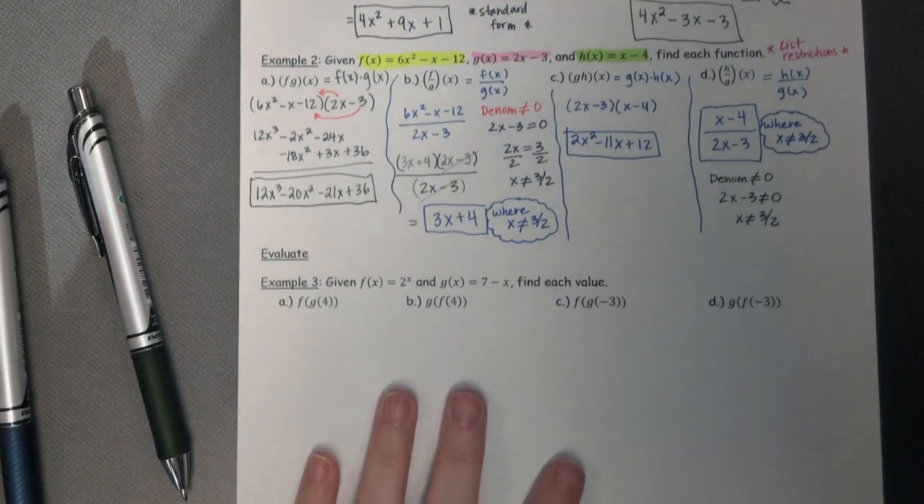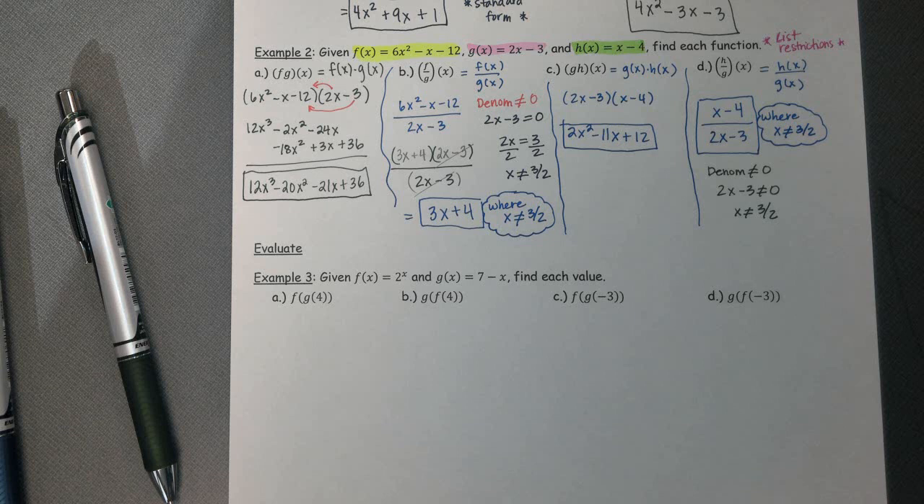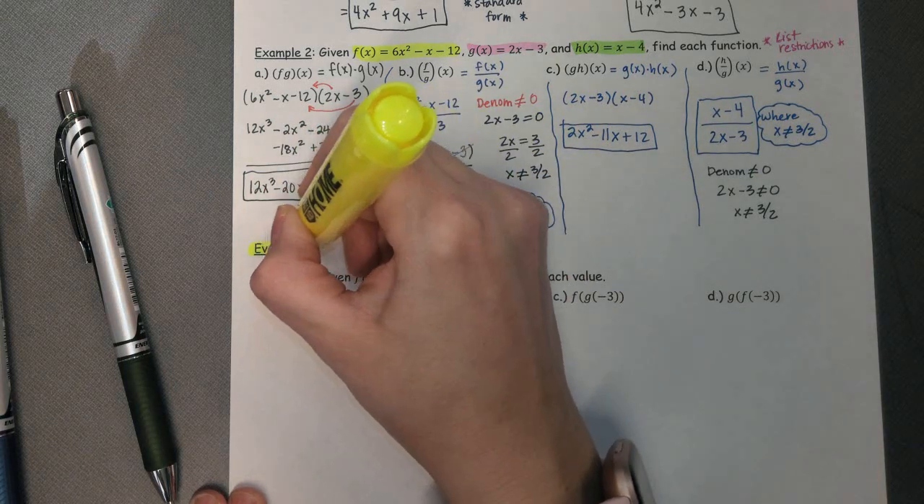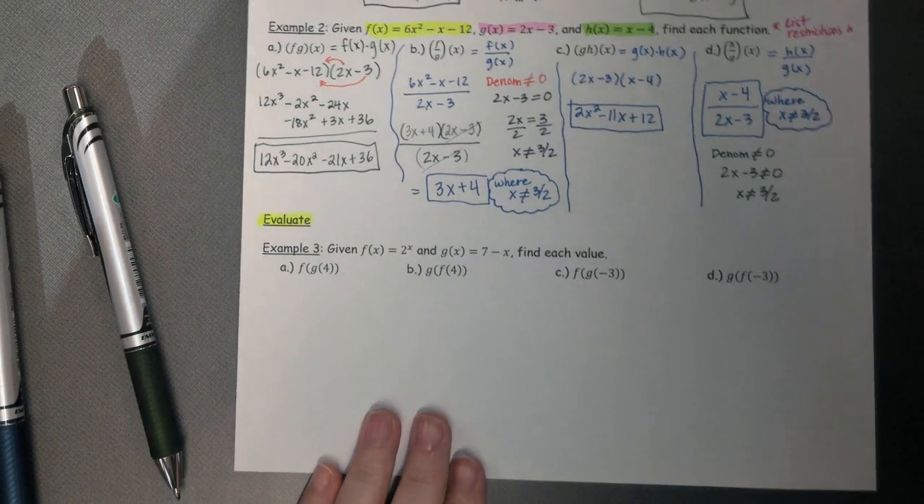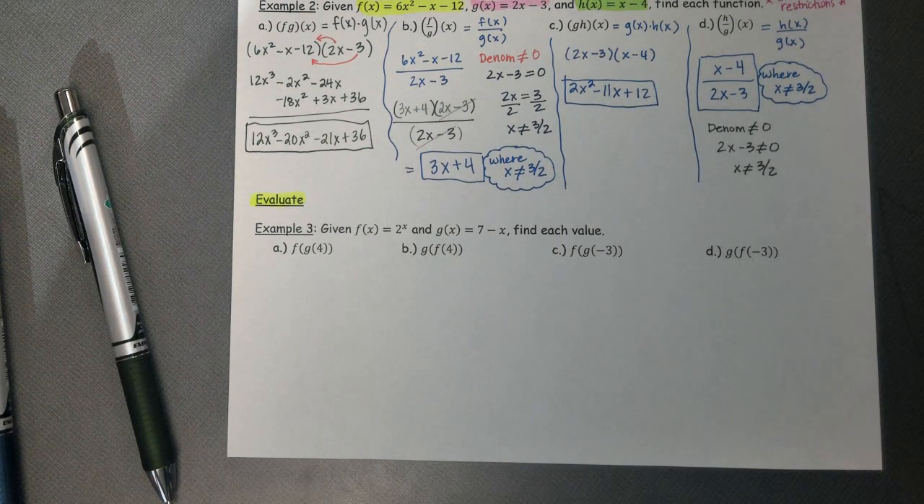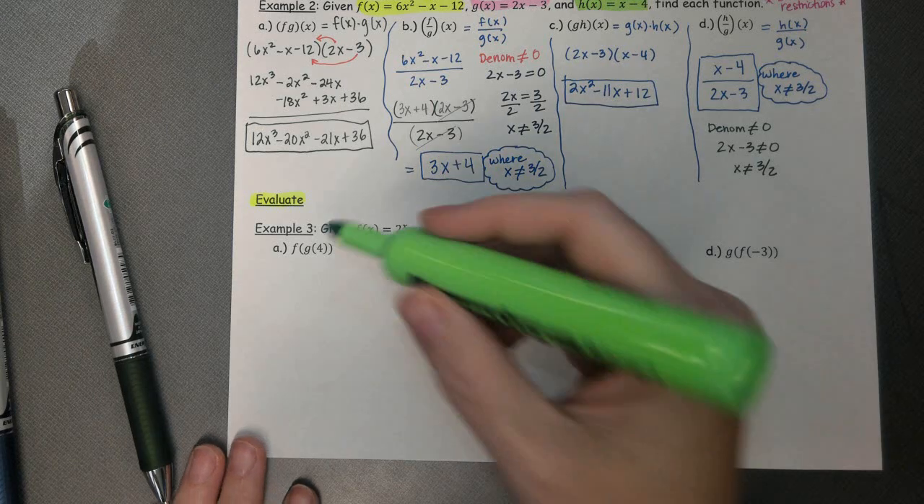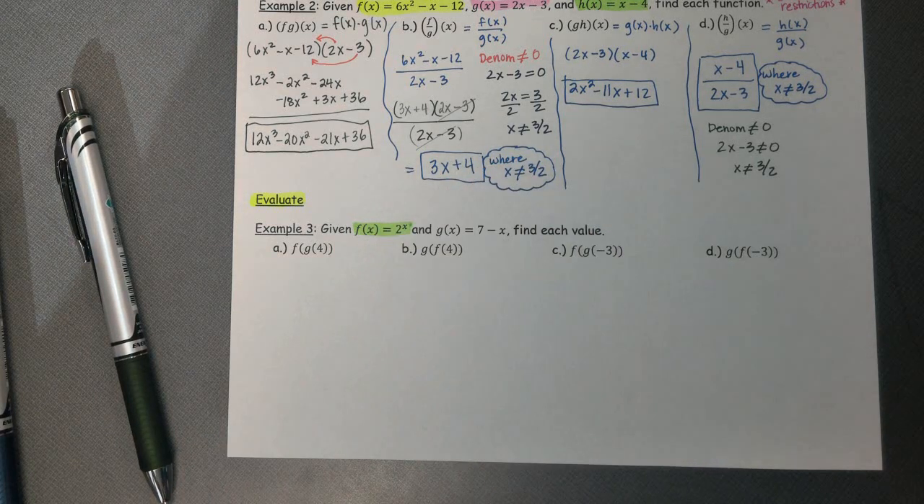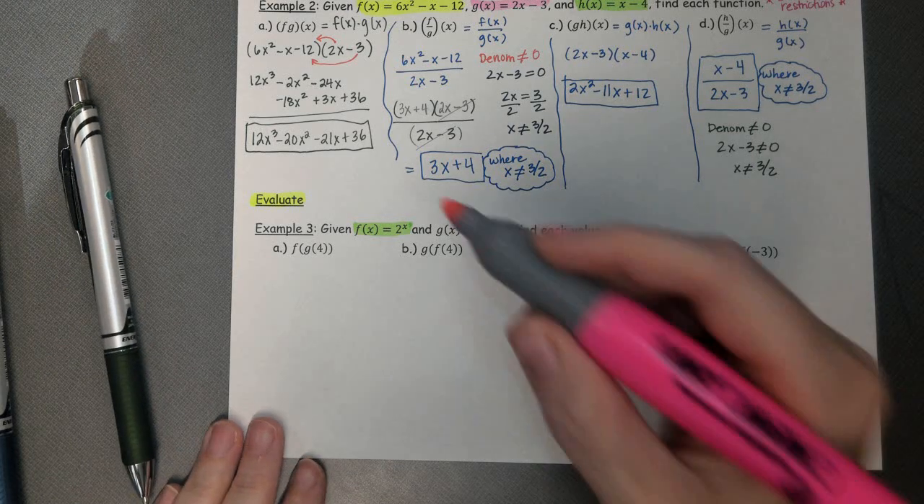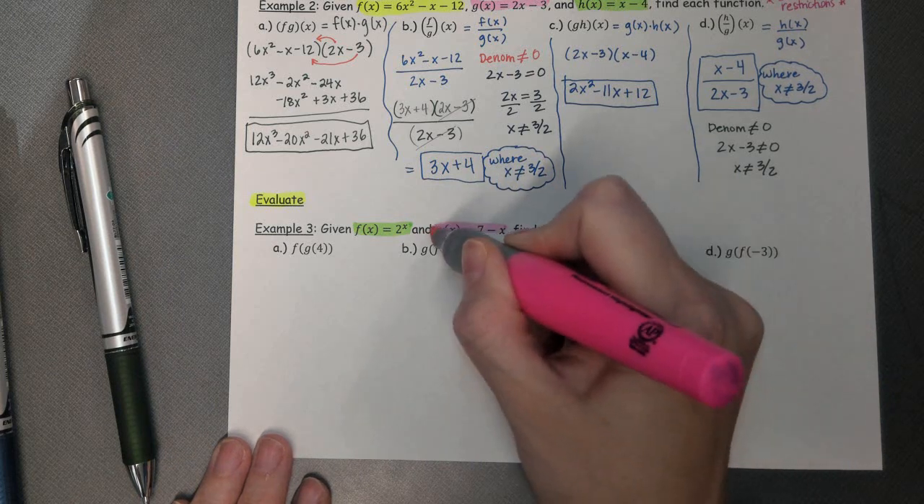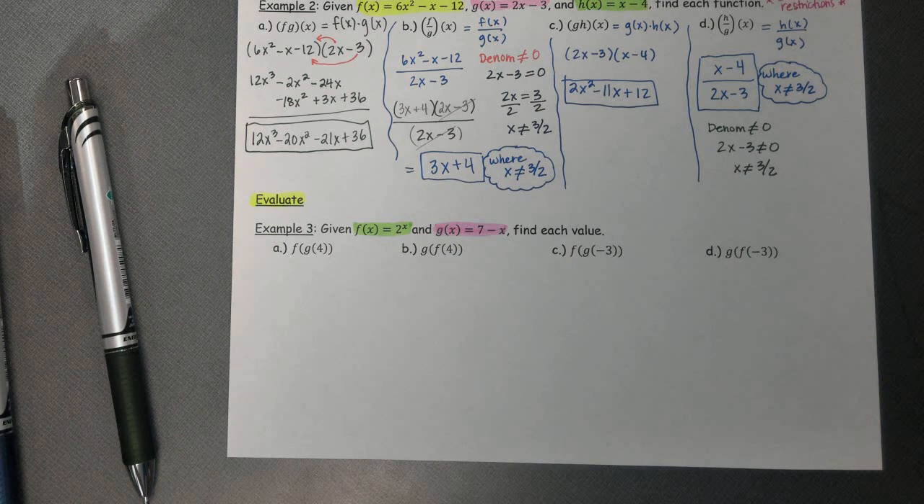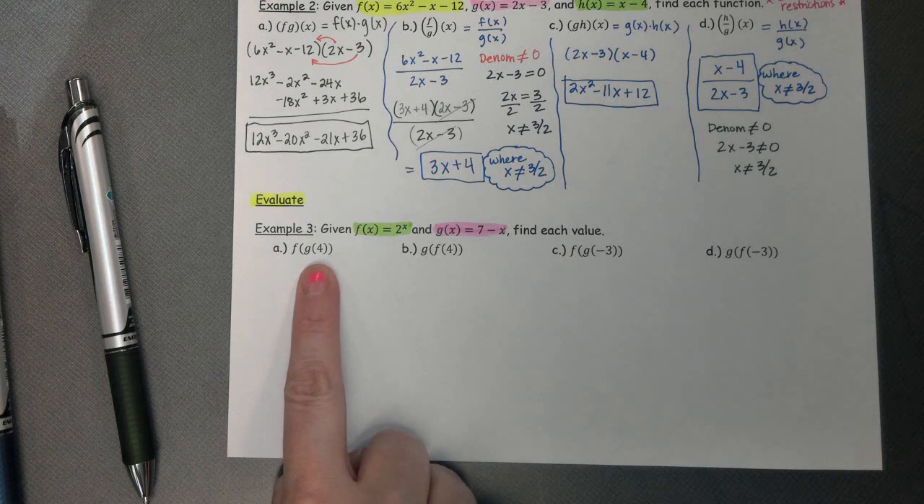Okay, so those are the operations. Now we're going to do the evaluating, which I actually think can be fun once you get the hang of it, because once you get the hang of it, it's actually very quick. So, for example 3, you are given f of x is 2 to the x power, and g of x is 7 minus x. And then it says find each value. And then we have all these parentheses here.